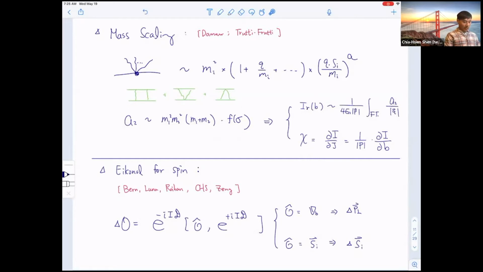And this eikonal phase also motivates us to write down the eikonal formula even for generic spin. So instead of solving differential equations for different observables, we have this universal formula coming from a single scalar function for either the transverse impulse or the change in spin.